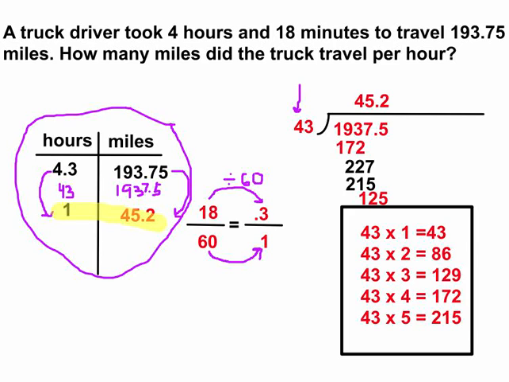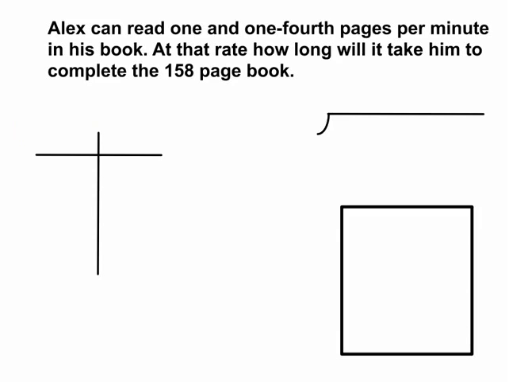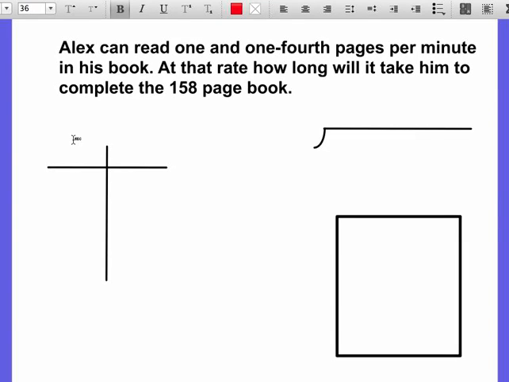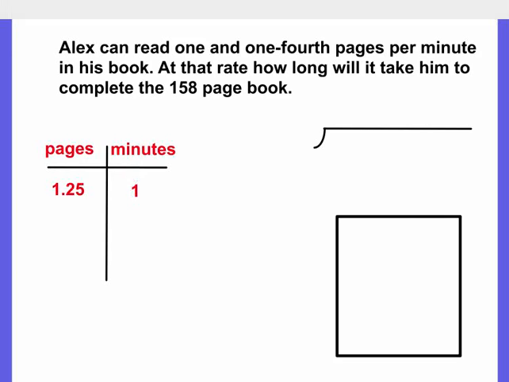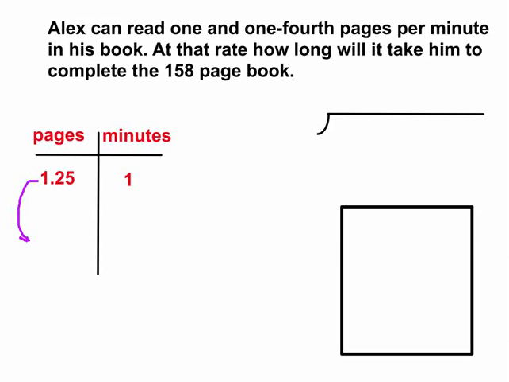In this next problem, same idea. Alex can read 1 1/4 pages per minute in his book. At that rate, how long will it take him to complete the 158-page book? So you're going to do the same thing. Pages, minutes. 1 1/4 we know is a decimal, 1.25 per 1 minute. How long, at that rate, how long will it take them to read 158 pages? So we want to wind up going from 1.25 straight to the target of 158.